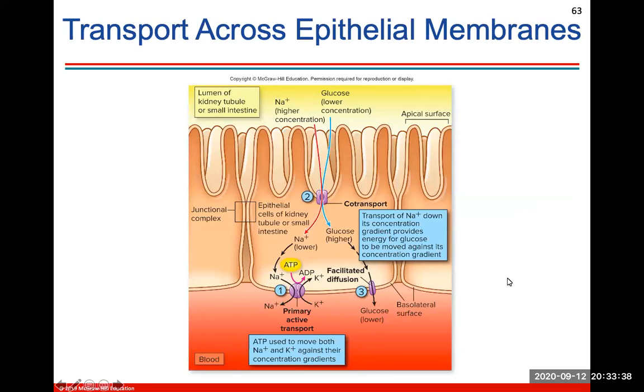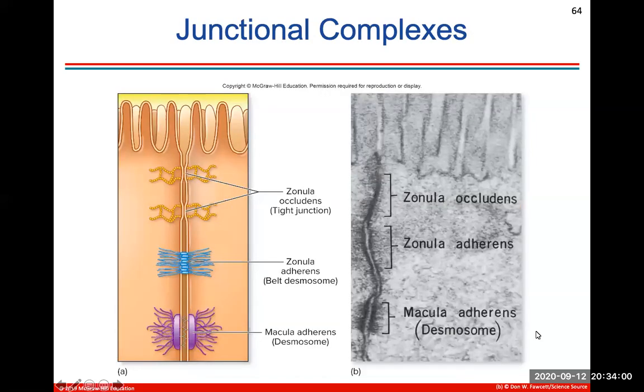So this is a look at transport across epithelial membranes: the primary active transport, the sodium-potassium pump, and then the co-transport, meaning sodium will come in with glucose. And then here is the transport of sodium down its concentration gradient to help get the glucose in. Junctional complexes, these are tight junctions, desmosomes or macula adherens, and these are junctions between cells that will also affect transport.